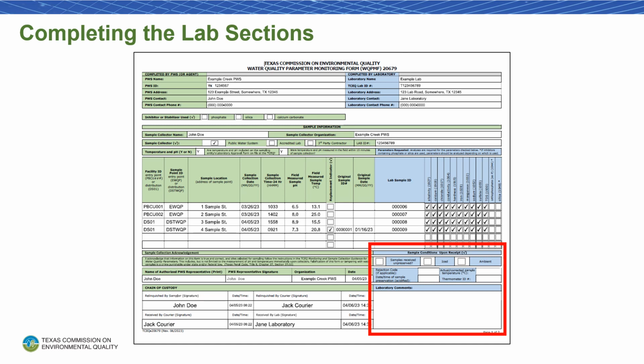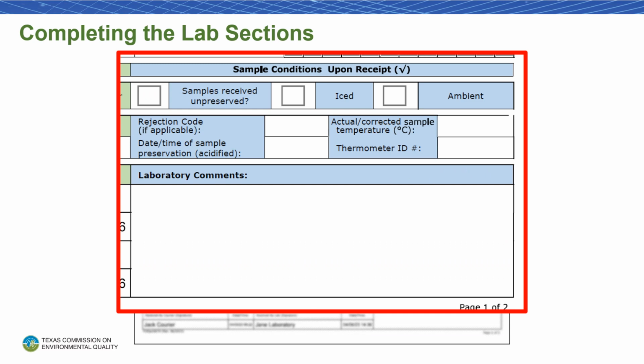Finally, we will complete the section for sample condition upon receipt. First, mark whether the samples were received unpreserved, iced, or at ambient temperature. Next, mark whether the samples need to be rejected. If so, write the applicable rejection code in the appropriate blank.